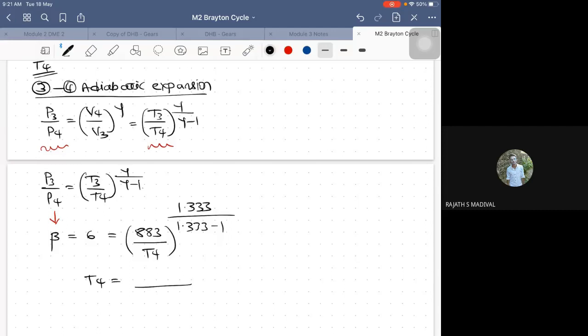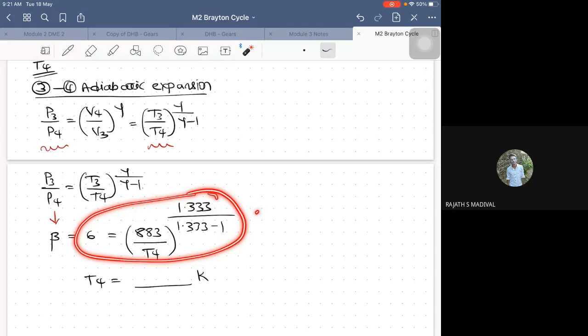In this expression, the only unknown parameter is T4. Can I get the value in Kelvin? If you want, you can apply ln on both sides and solve it. You can solve this, no? Or should I solve this? Either you can use your calculator directly. I think I've taught you in the class.